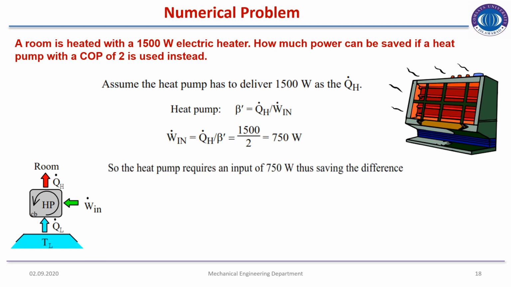So the heat pump requires an input of 750 watt, thus saving the difference. The power saved is 1500 minus 750, which is 750 watt. 750 watt of power is saved.